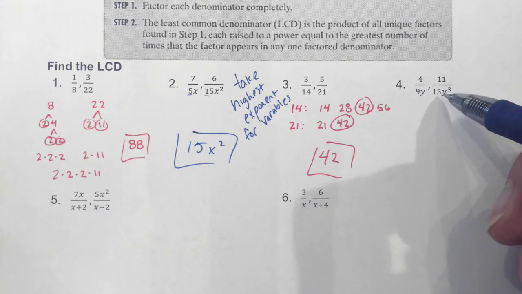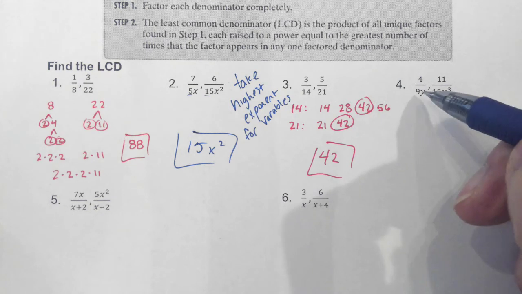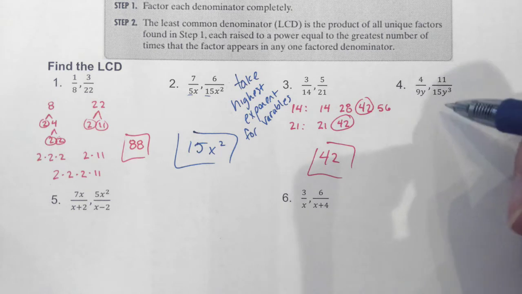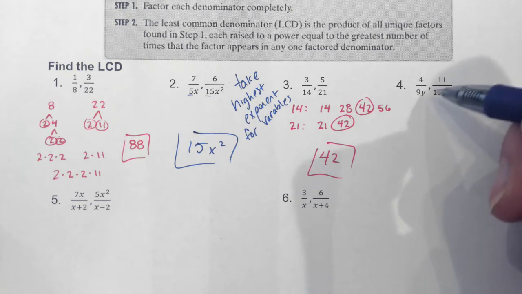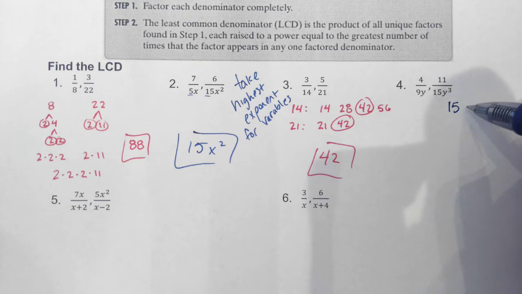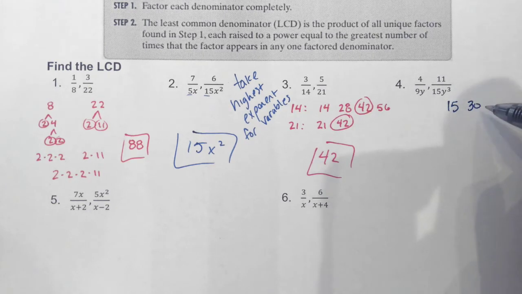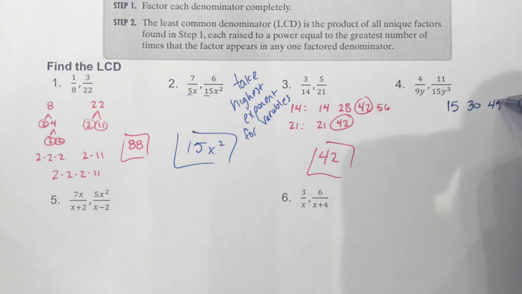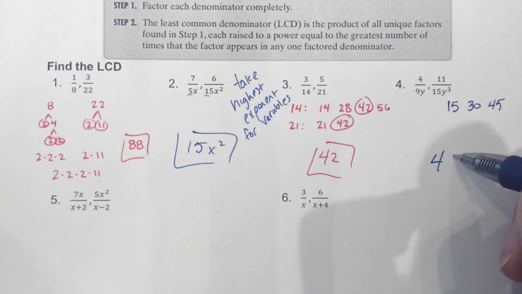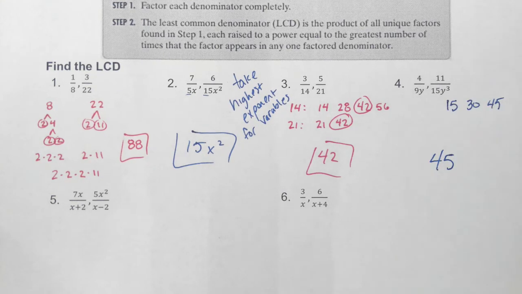Okay, so between 9 and 15, this one's a little bit harder. You just gotta think. What are the multiples? Really, I would look at the bigger one, 15. So let's see. It'd be 15, and then it'd be 30, because that's 15 times 2. 9 doesn't go into 30. And then 15 times 3 is 45. Does 9 go into 45? Yeah, so 45 is going to be the coefficient between 9 and 15.